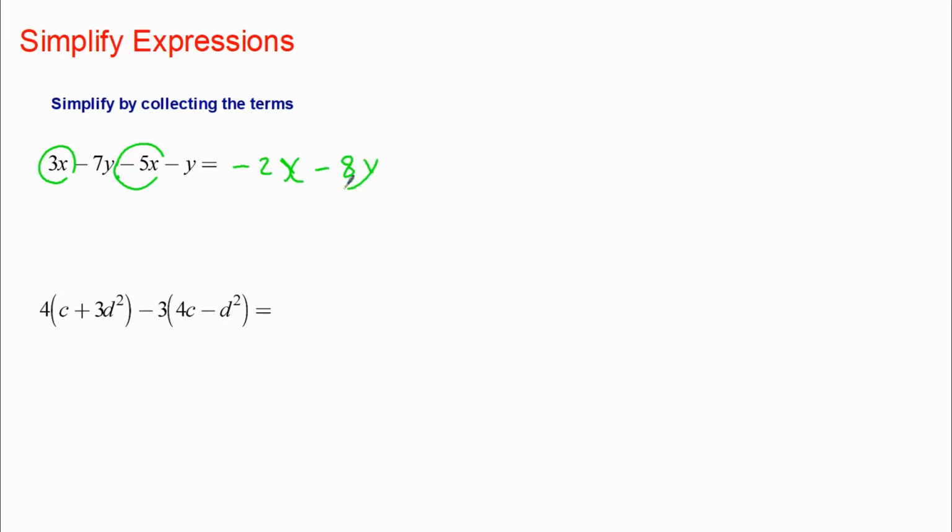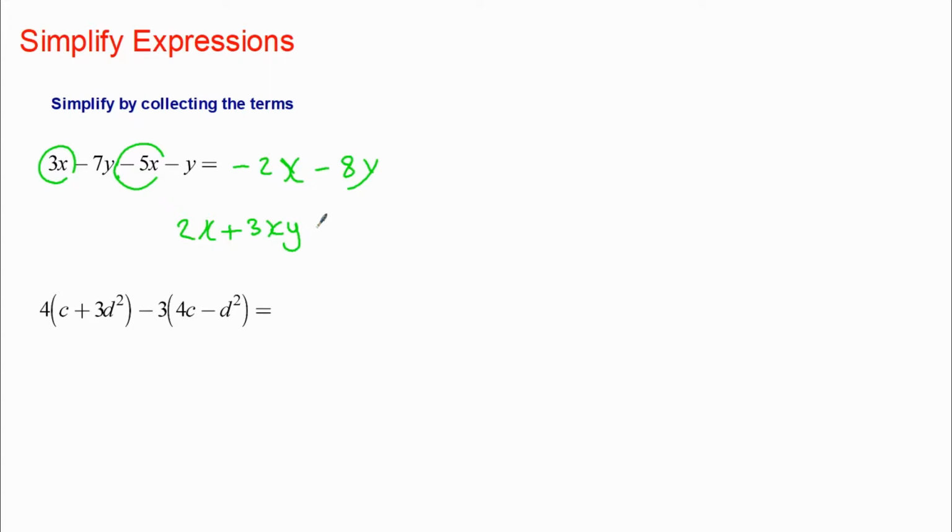Just to be clear, we cannot add uncommon terms to each other. So for example, we cannot add 2x plus 3xy. We cannot do this because x is different from xy.